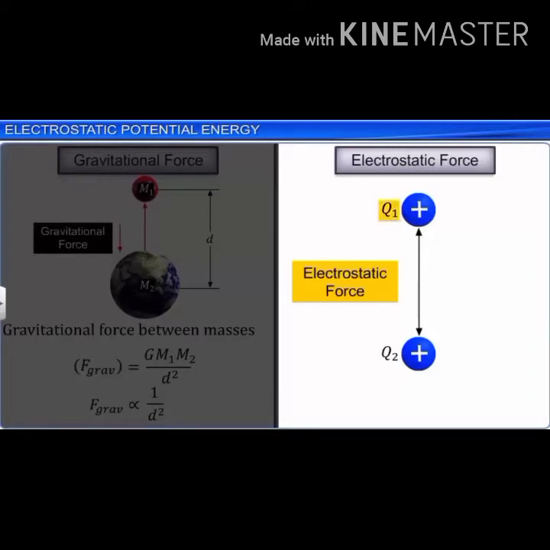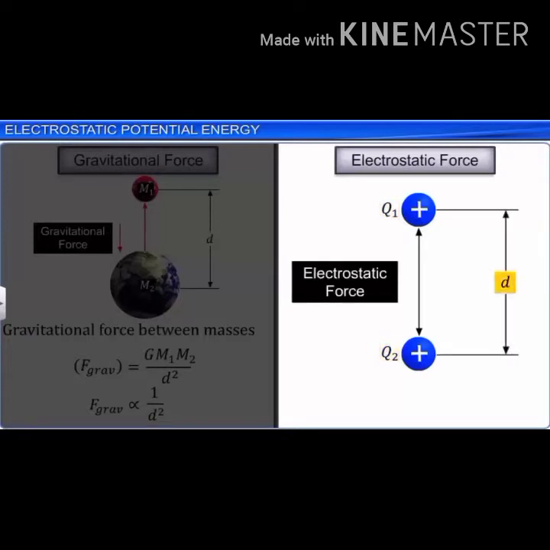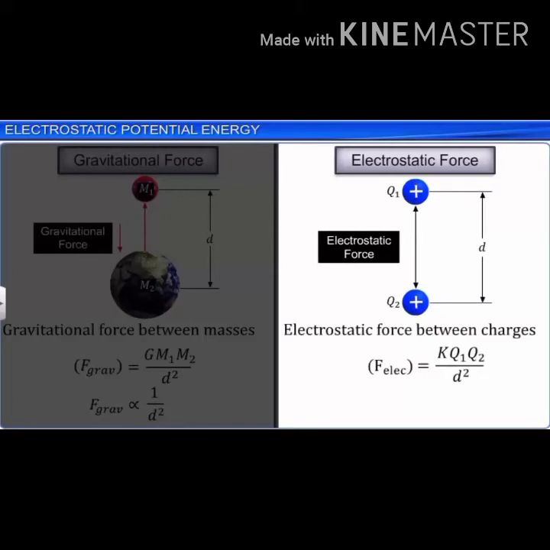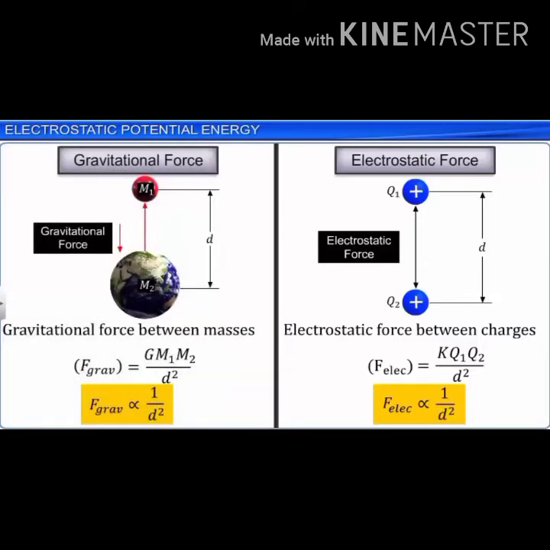Similarly, the Coulomb's or electrostatic force F between charges Q1 and Q2 separated by a distance d is expressed as k q1 q2 upon d square, where k is a constant, which is equal to 1 by 4 pi epsilon naught. We can say that the electrostatic force F is inversely proportional to the square of the distance d between the two charges. We observe that both gravitational and electrostatic force obey the inverse square law.